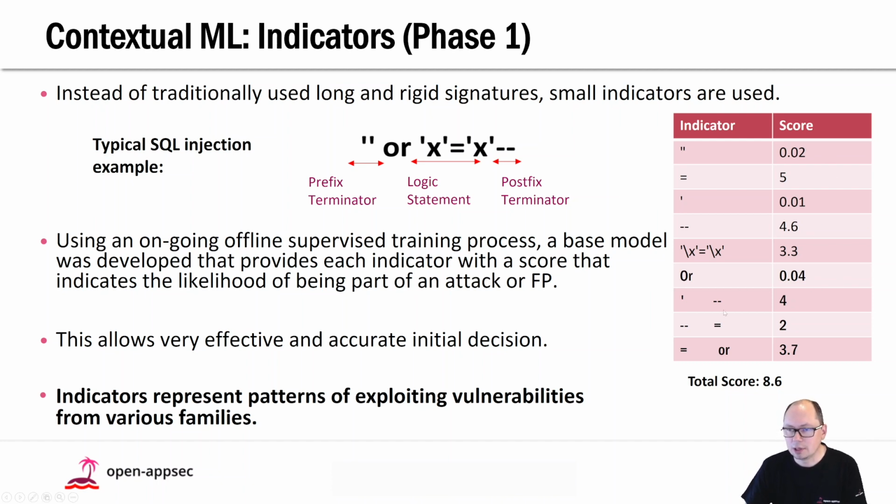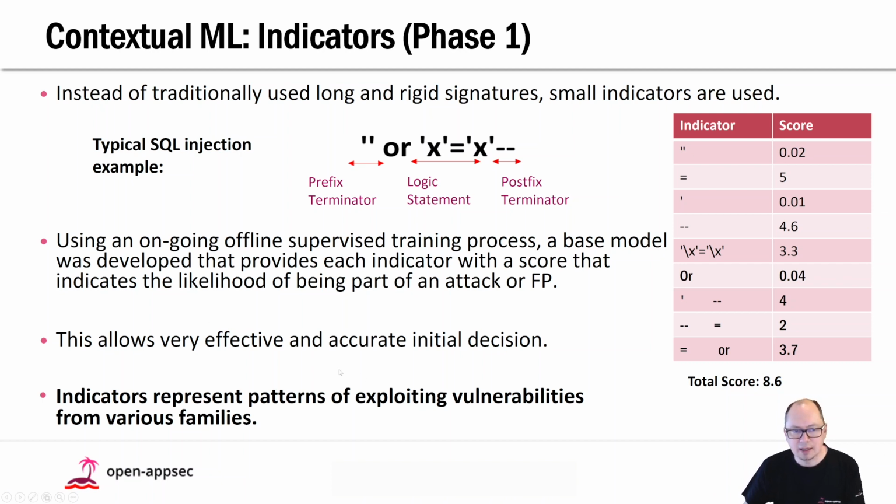And we also have what we call combined indicators. While the single apostrophe might have a score of 0.01 of being part of a malicious attack, if it's the apostrophe in combination with another indicator, which is two dashes, then it gets a different score, because in that specific combination it is much more likely to be part of an actual attack. Based on all those indicators, which happens in phase one of our engine, we can calculate a total score, in this case 8.6, as the total result for the analysis of this request in phase one.